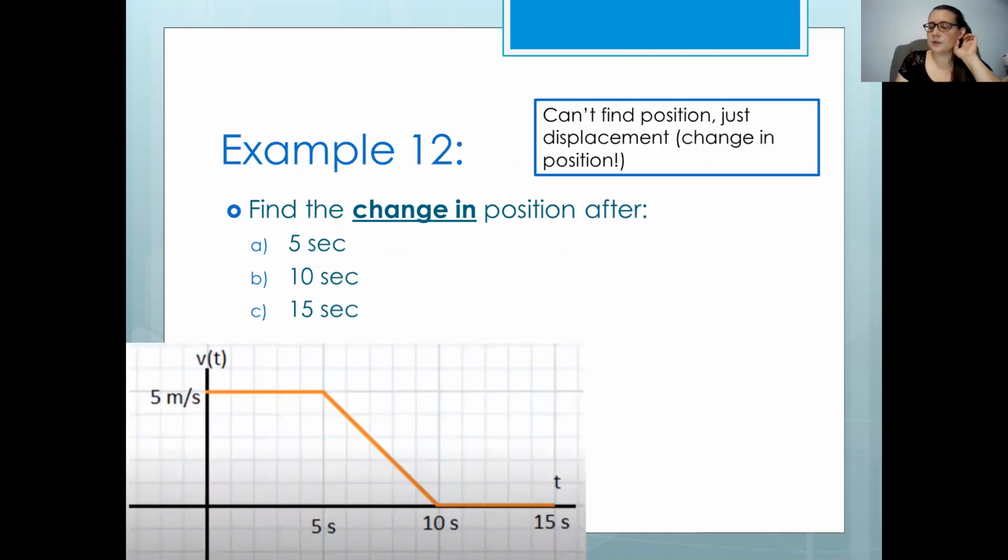Okay, so I know we just have a couple of minutes left, but I want to go through a quick example with you so you can see what I mean by area under a curve. So here we have a velocity time graph, and we want to find the change in position, or the displacement, after 5 seconds, after 10 seconds, and after 15 seconds. So in this blue box, I have a really key thing for you to remember. We cannot find the instantaneous position. We can just find the change in position.